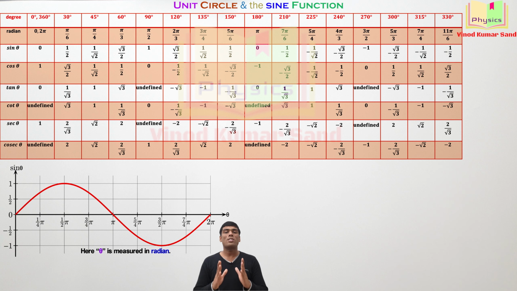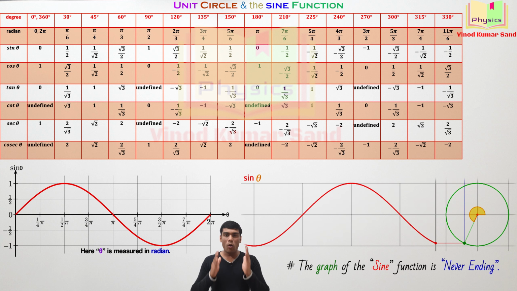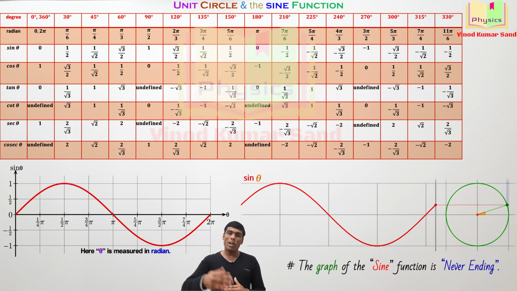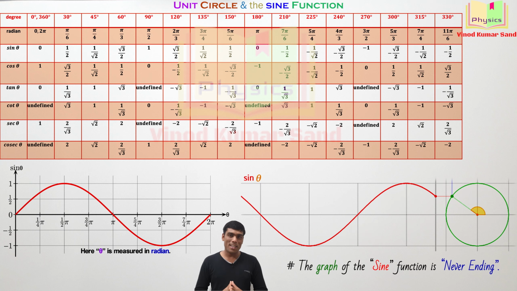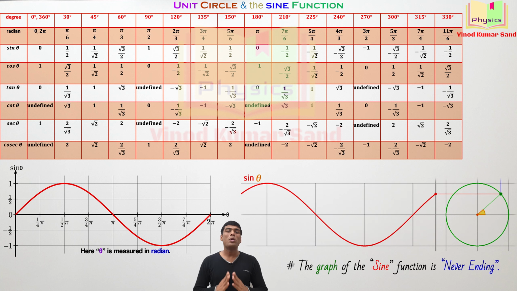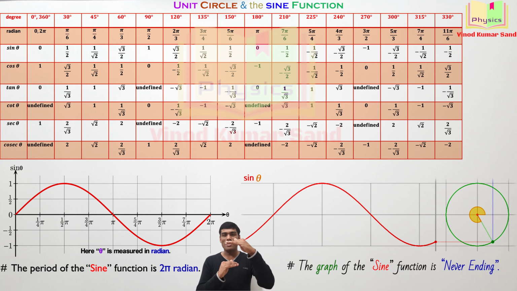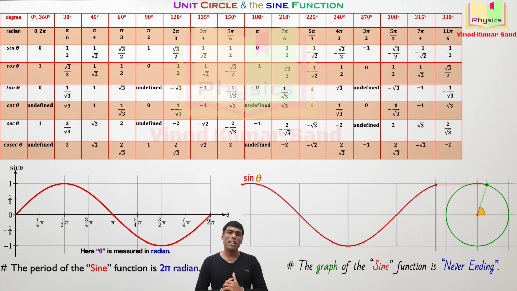Actually, this curve is never ending. After every 2 pi radian or 360 degree, the curve will repeat itself. It means the period of the sine function is equal to 2 pi radian. Why does the graph lie in the limits minus 1 to 1? Can you tell?